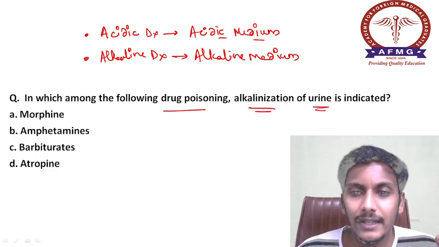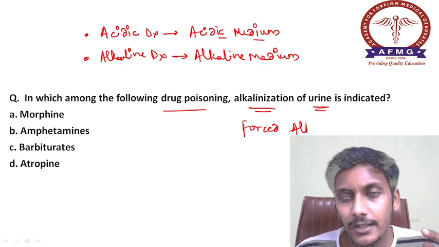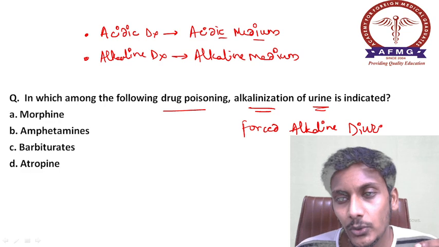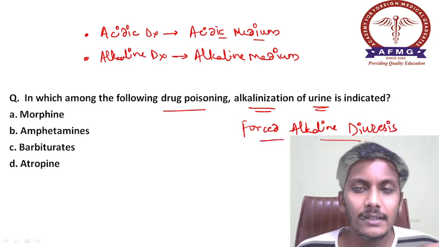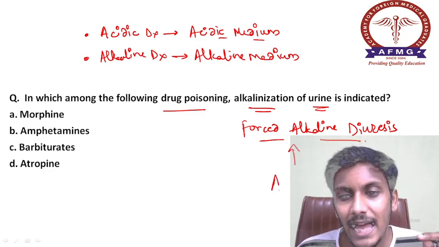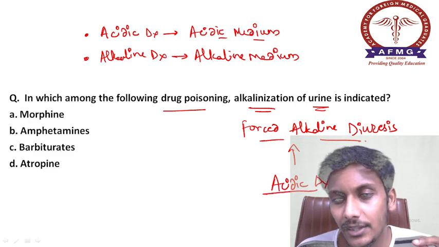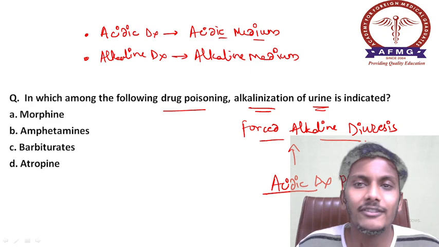So please remember, for example, in which among the following drug poisonings is alkalinization of urine indicated? Alkalinization of urine is also known as forced alkaline diuresis. Please remember this. So it would be indicated in cases where we need the opposite medium, right? So it is indicated in cases of acidic drug poisoning. So let's see which is the acidic drug in the options given below.